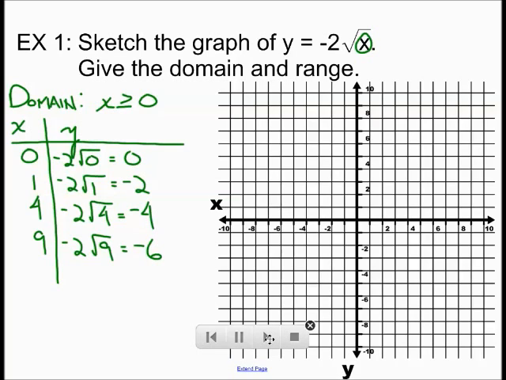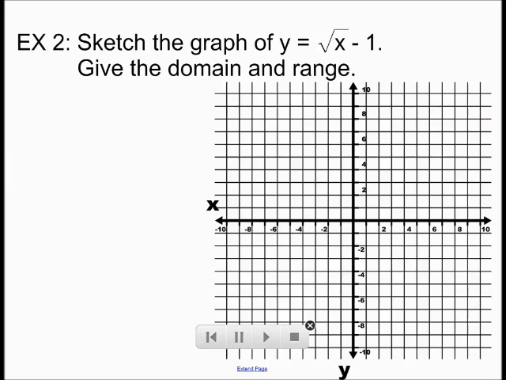We can easily plot all these values and get a graph. But first, before we do that, let's identify the range. We can tell that it starts at 0 and goes down from there. So our range, our outputs, are all values starting at 0 and going down. So y is less than or equal to 0. So let's graph this. 0, 0, plot that. 1, -2, 4, -4, and 9, -6. Draw a nice smooth curve, and that is what the graph of a radical function looks like, or square root function.